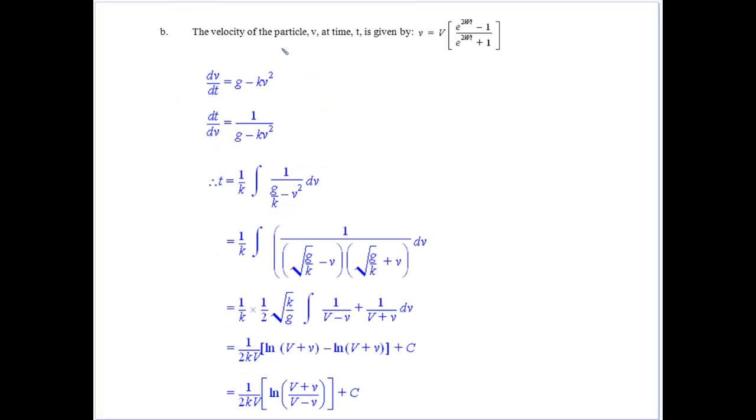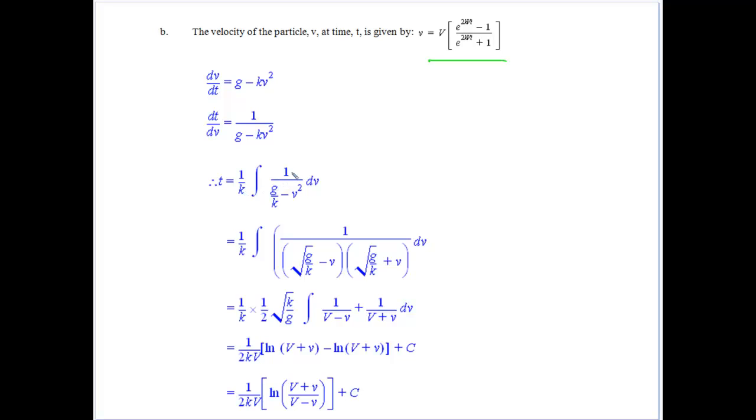So this time we've got a velocity of the particle. We want to find the velocity of the particle at time t. So we've got dv/dt, and we're going to start with that. So dt/dv would be written as 1 over g minus kv squared. Integrate both sides. That's going to give us t.